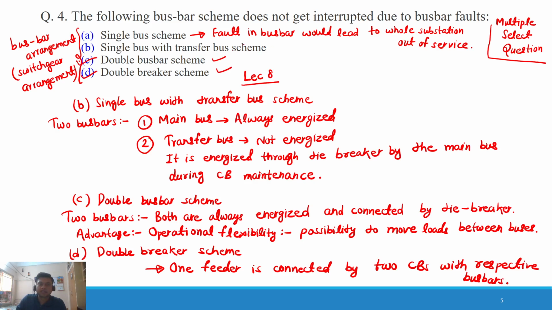Although this transfer bus is present, it is not utilized for feeding power if one main bus gets faulted. This transfer bus is utilized during circuit breaker maintenance. So be careful with this option. So this option is not correct. The double bus bar options are correct, that is the double bus bar scheme and the double breaker scheme. So let us move to the next problem.